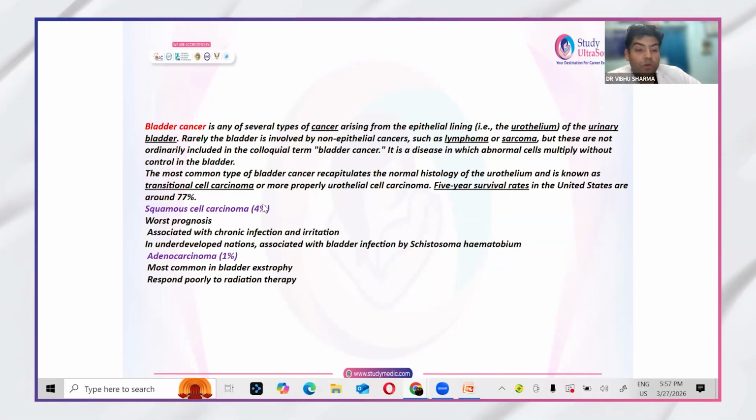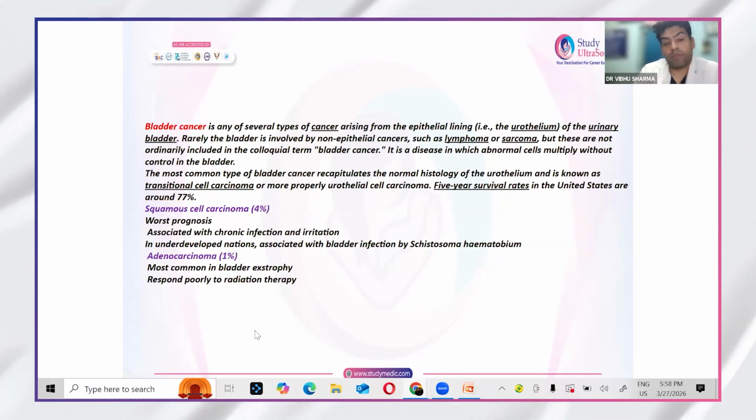Squamous cell has the worst prognosis. It is the least common and has the worst prognosis, associated with chronic infection and irritation, and in underdeveloped nations it can be associated with schistosomiasis or Schistosoma haematobium infection. Adenocarcinoma accounts for 1% of cases and is most common in bladder exstrophy. This responds poorly to radiation therapy.